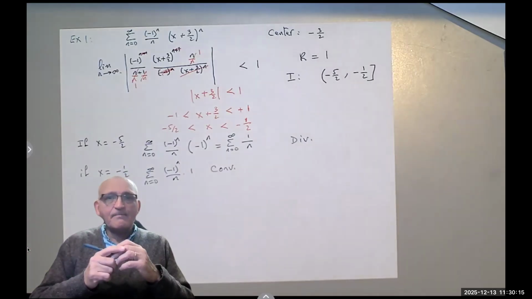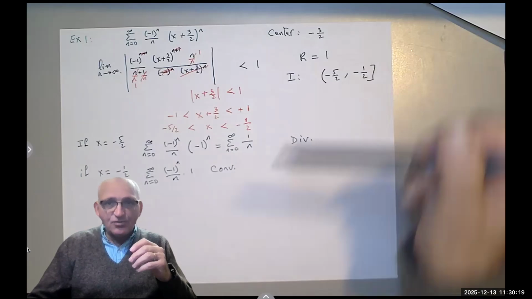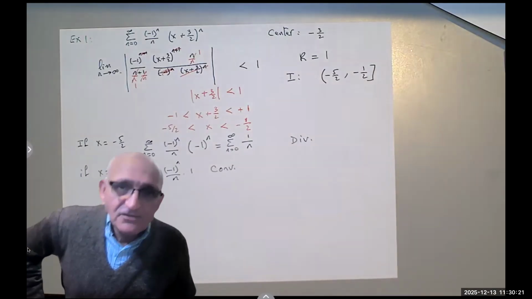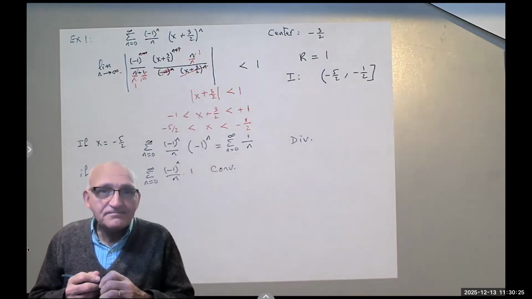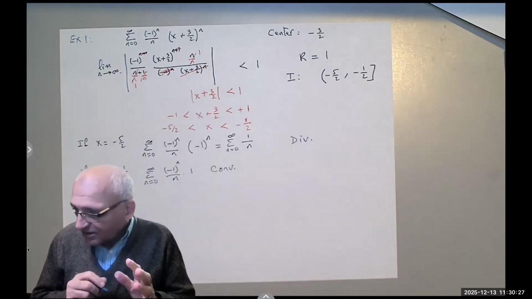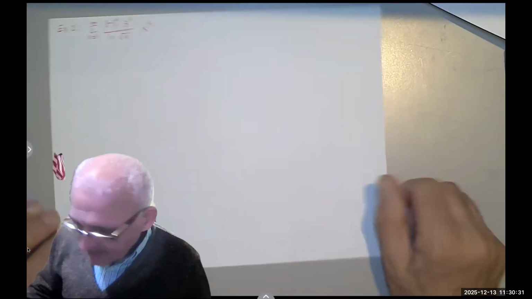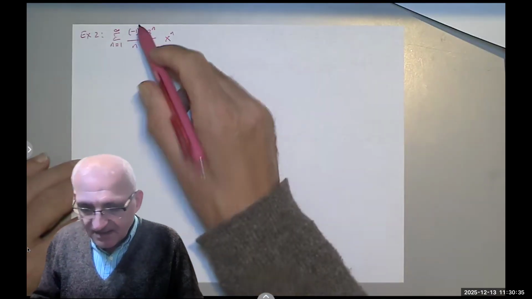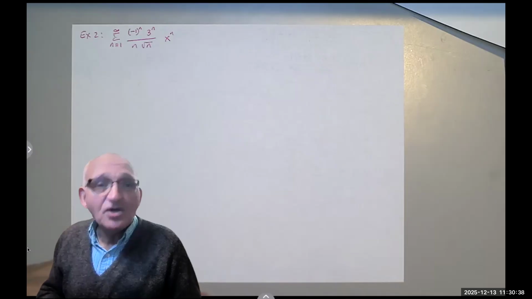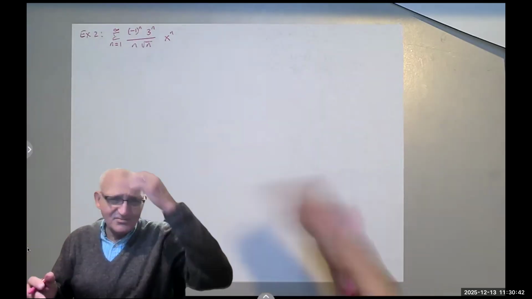And that's it. So we found the center, we found the radius of convergence, and we found the limits of the interval of convergence and whether the two endpoints are included or not. So far, so good? Let's move to the second example. The second example is negative 1 to the n, summation n going from 1 to infinity, of 3 to the n over n root n times x to the n. Seems complicated, right?